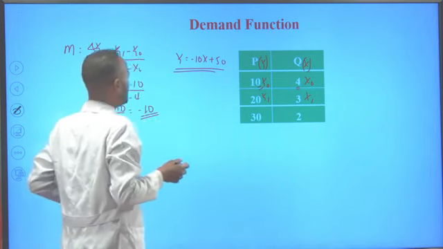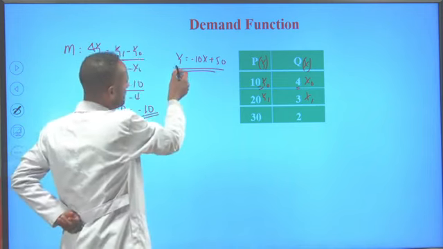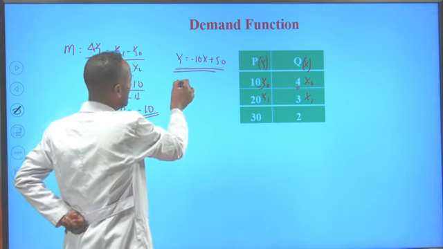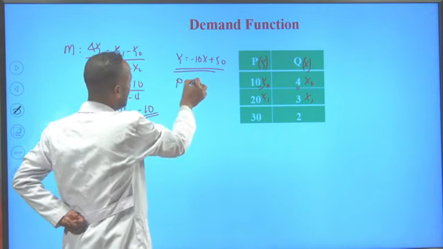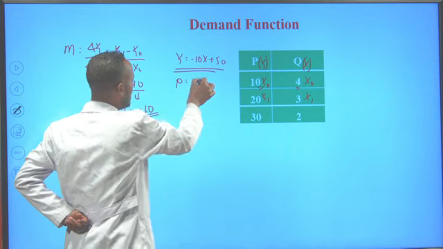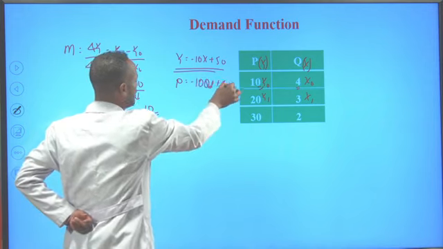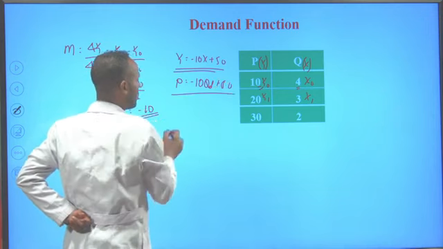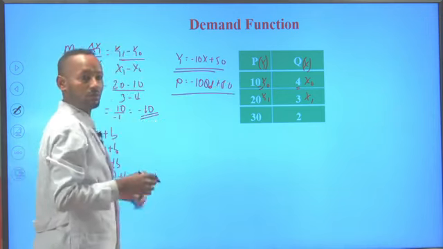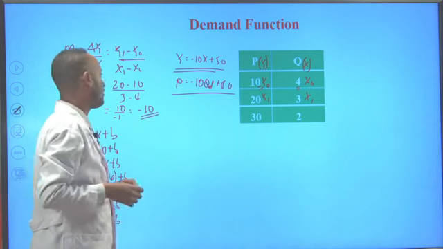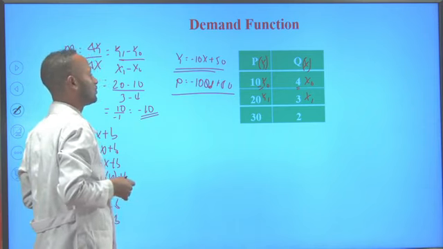But when we put this into economics, we represent the value of y as price and the value of x as quantity demanded. Hence, this is P equals minus 10 QD plus 50. Actually, this is the demand function. But we have to put it in the form of quantity demanded equals.